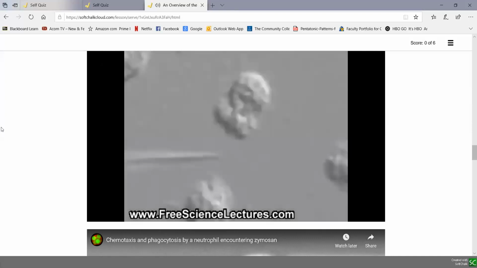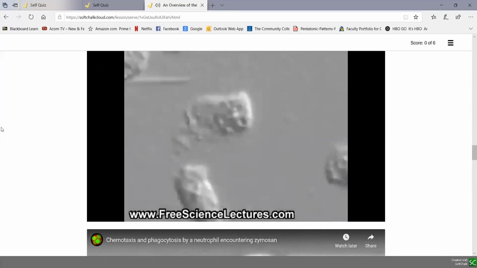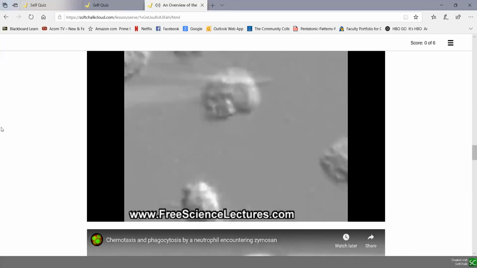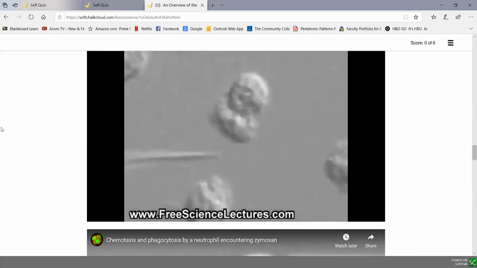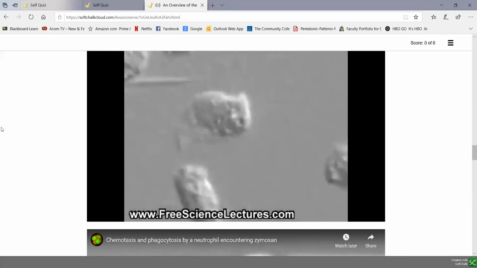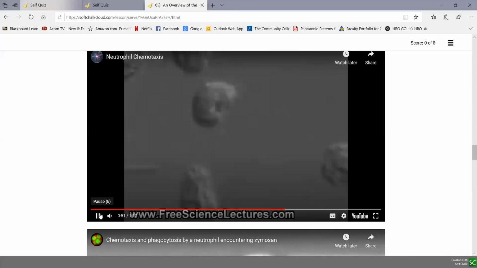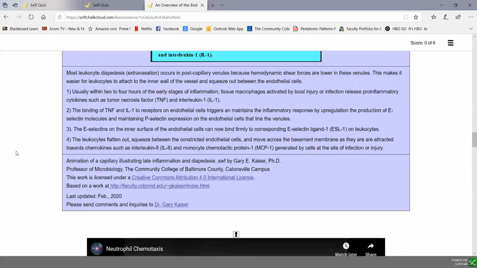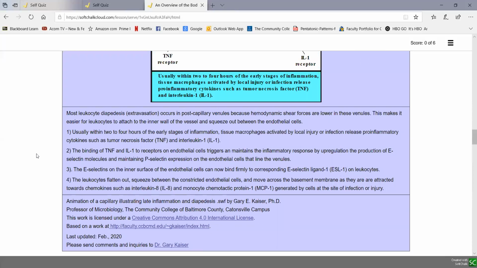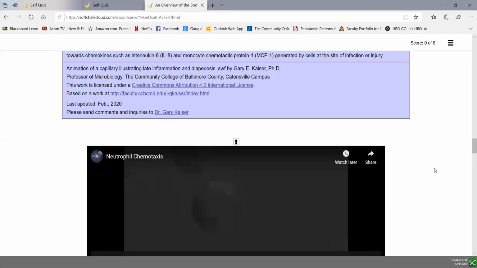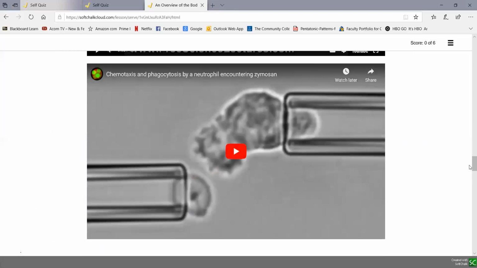So there we see them moving towards increasing attractant. So that's a nice little movie showing you chemotaxis, how quickly the neutrophils can reorient themselves and move towards increasing chemoattractant, such as C5a from the complement pathway and other chemoattractants produced during immune responses. There's another movie also showing you that.